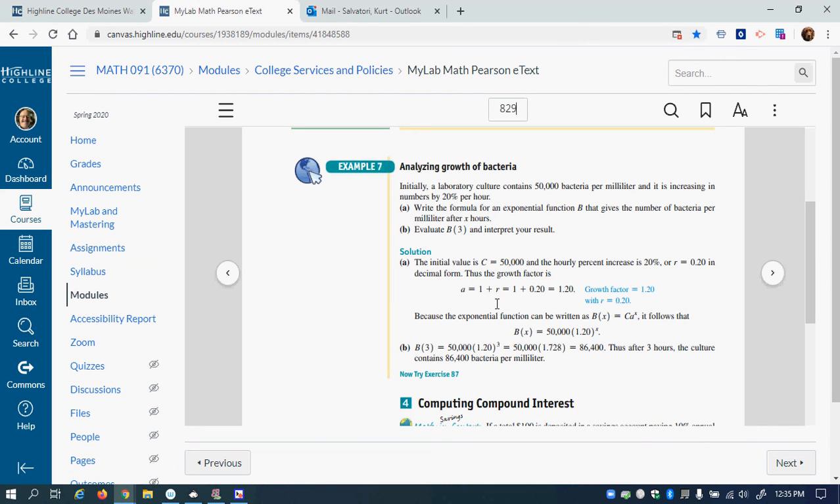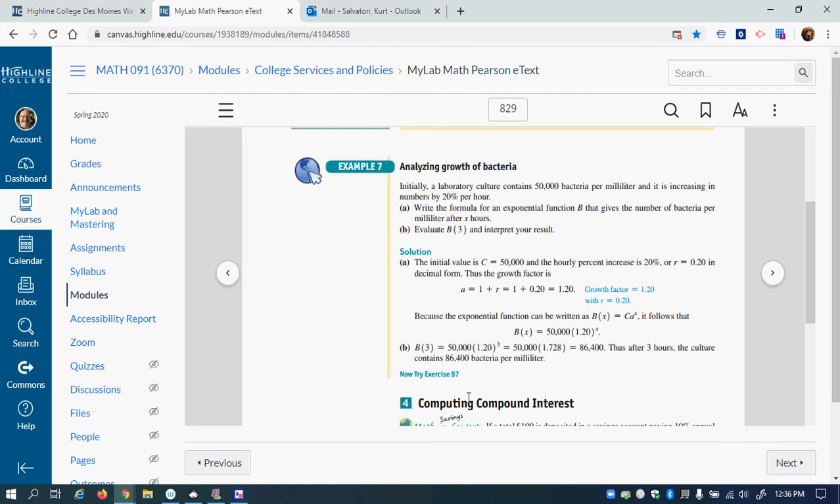Then we put 3 into the equation to see how many bacteria there are. We do 1.2 to the third and multiply it by 50,000. So you get about 86,400 after 3 hours. That's how much bacteria per milliliter.